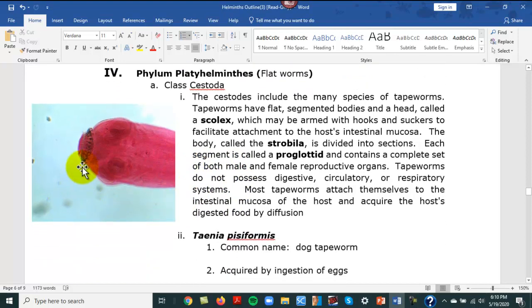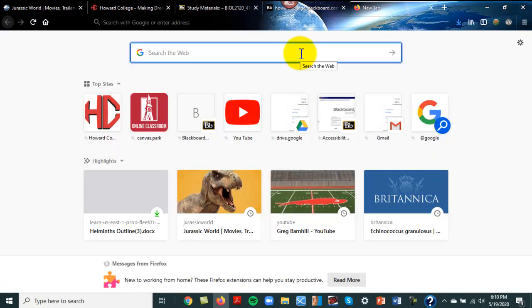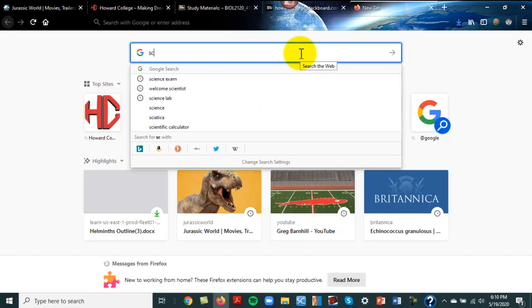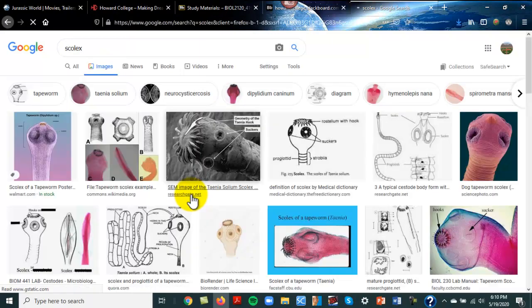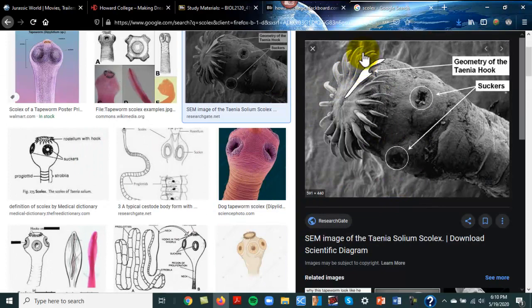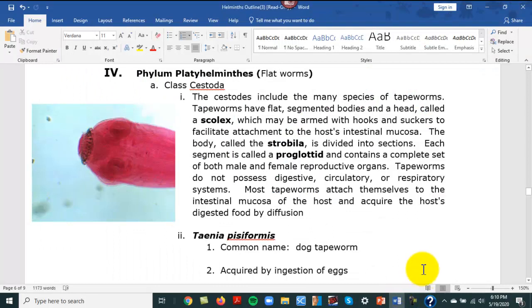Just to give you some parts, this end here is called the scolex. Those 2 things are suckers, and these are actually a ring of hooks called a rostellum. And they look really creepy. There's the hooks. There are the suckers. They stick to the side of the intestine, and they use that hook to hook into the small intestine.